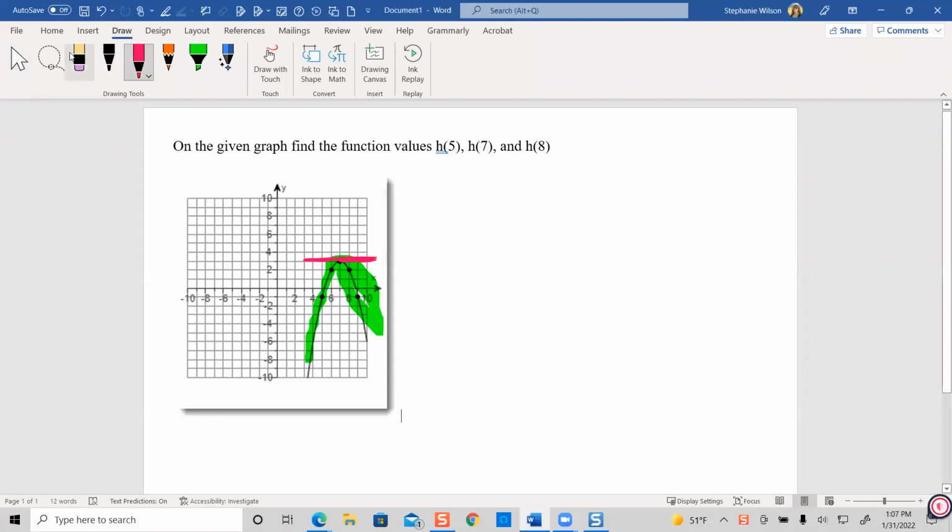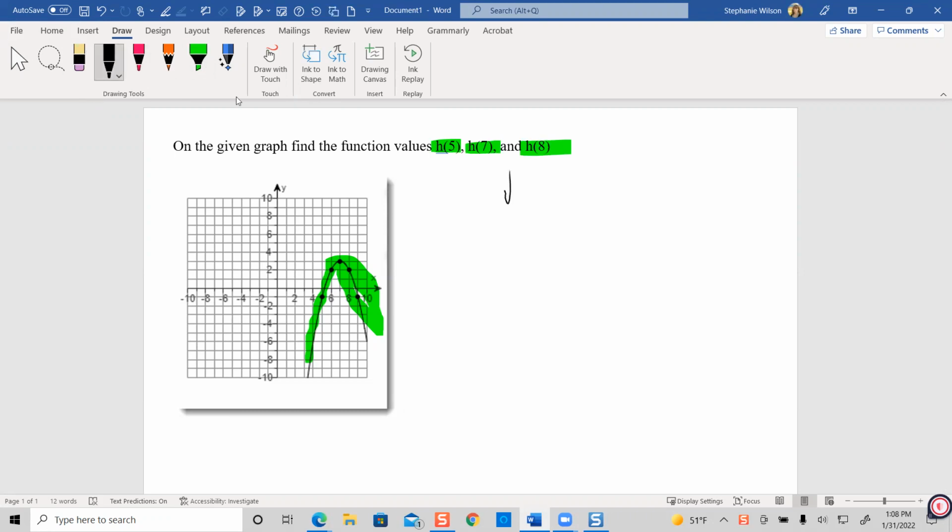But anyways, let's just talk about finding specific values on the graph. Well, the question asks for when h of 5, what is that value? When h of 7, what is that value? When h of 8, what is that value?